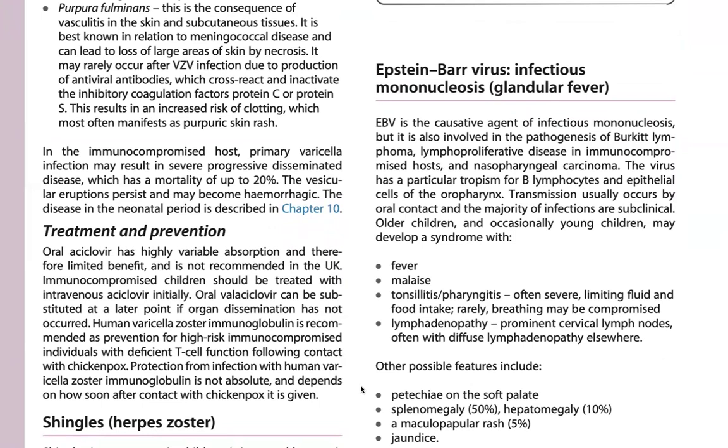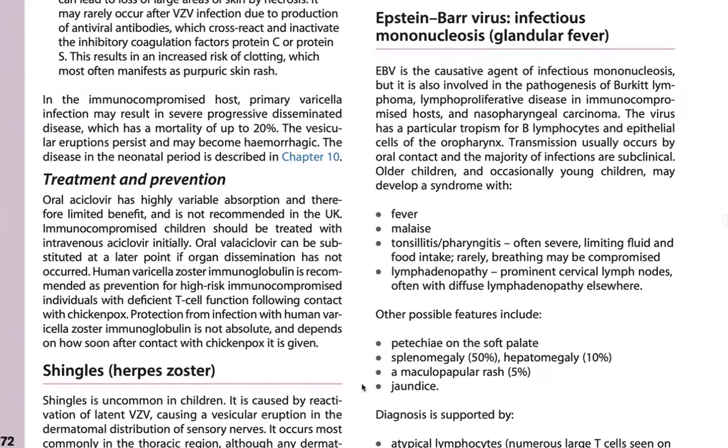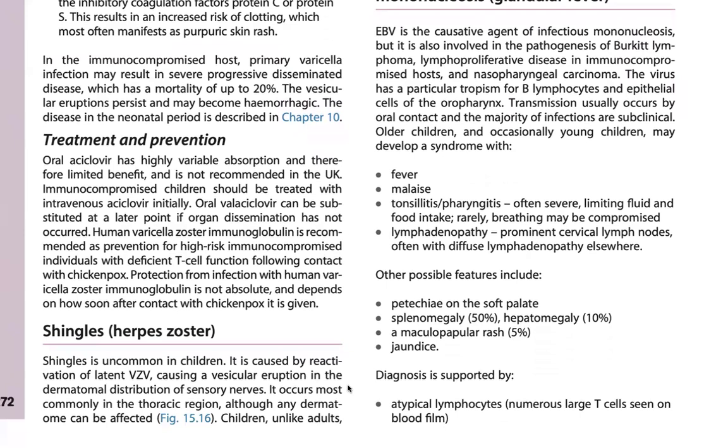Older children and occasionally young children may develop a syndrome with fever, malaise, tonsillitis, and pharyngitis, often severe, limiting fluid and food intake. Rarely, breathing may be compromised. Lymphadenopathy: prominent cervical lymph nodes, often with diffuse lymphadenopathy elsewhere. Other possible features include petechiae, particularly on the soft palate, splenomegaly 50%, hepatomegaly 10%, maculopapular rash, and 5% jaundice.